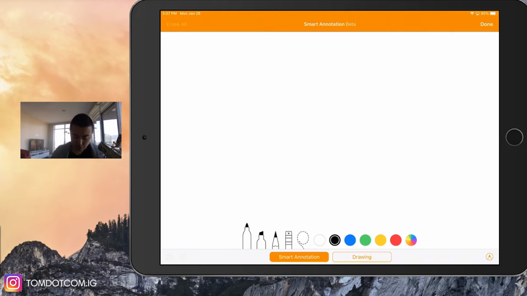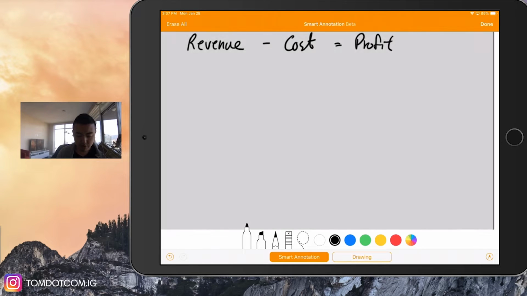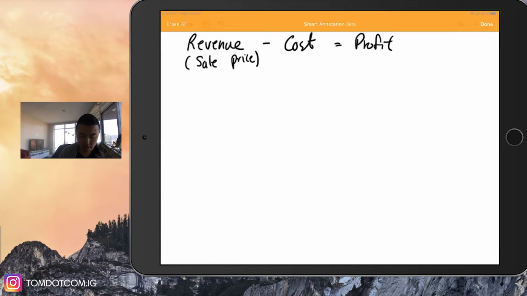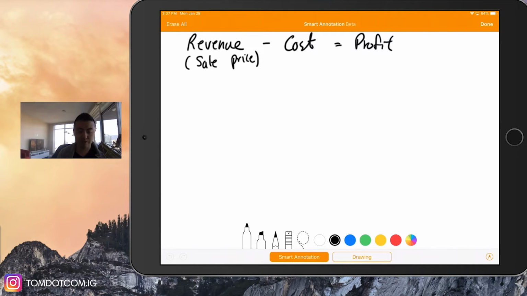First, let's calculate what profit is. Profit is usually going to be revenue minus cost equals profit. So revenue in this case for us is just our selling price, sale price. So for this example, we are going to just use $10 as our selling price as an example, right? $10.